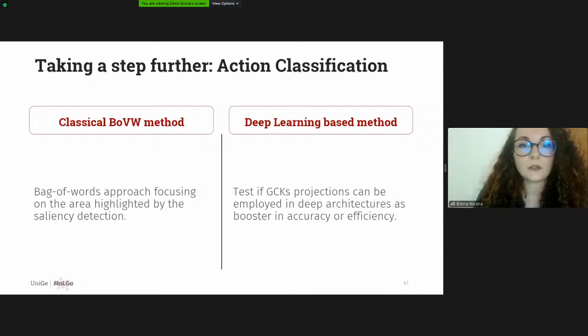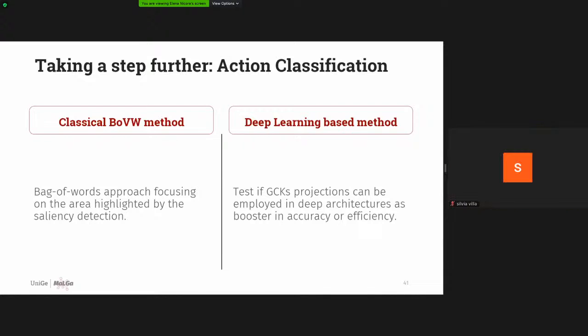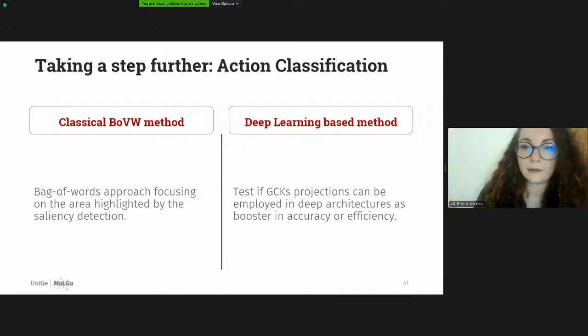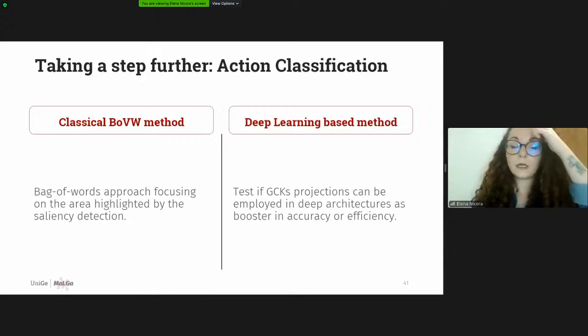And to pursue this problem, we decided to focus on two completely different methods. One is more classical, using a bag of words approach, in which we use the saliency detection in order to highlight one of the areas of the image, and then use the vector of projection values as feature vectors. And then we also wanted to switch to the deep learning based methods and see if these projections were able to boost accuracy or efficiency in deep architectures.